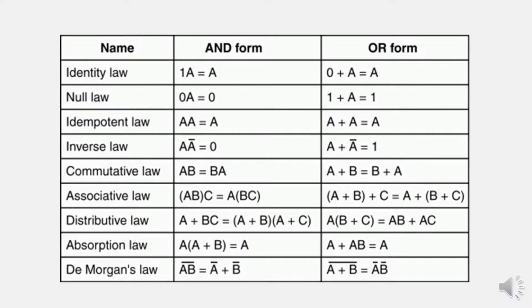This table shows a list of Boolean rules or Boolean laws that can be used to perform logic simplification. And for this lesson, we'll focus on DeMorgan's law, which has two types.